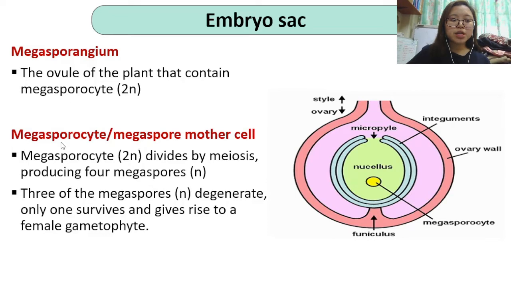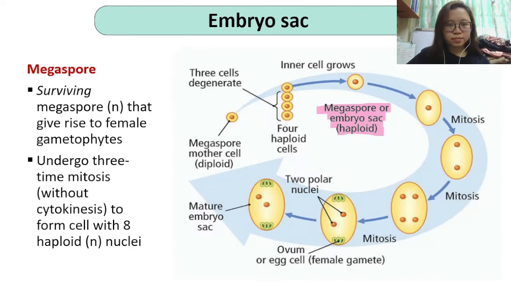Inside megasporangium is megasporocyte, or we can also call it as the megaspore mother cell. It will divide by meiosis and produce 4 megaspores. 3 of the megaspores will degenerate, only 1 will survive and give rise to a female gametophyte. So this is the megasporocyte. Now let's talk about the megaspore.